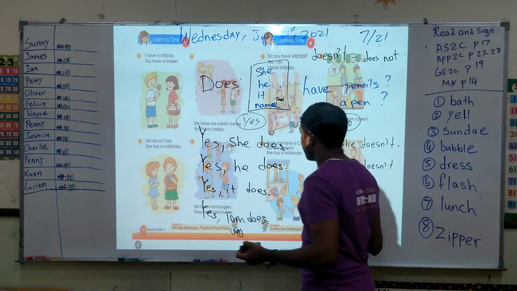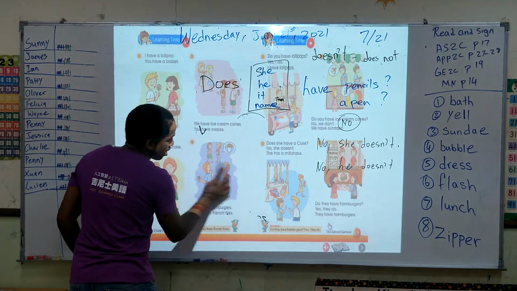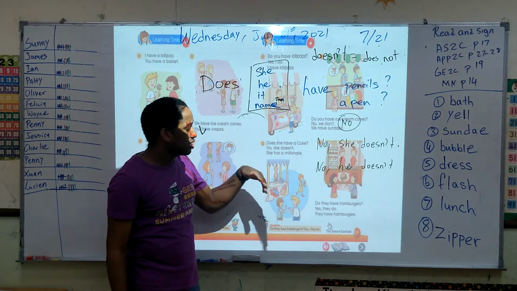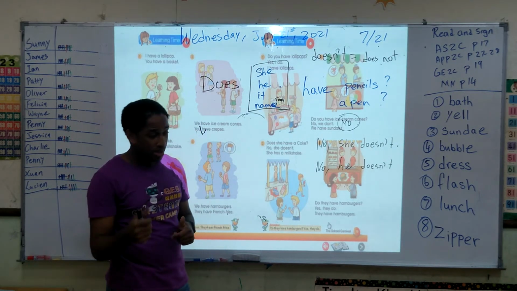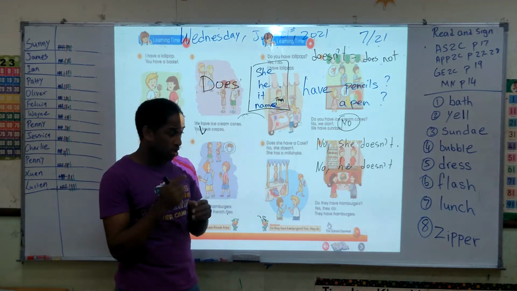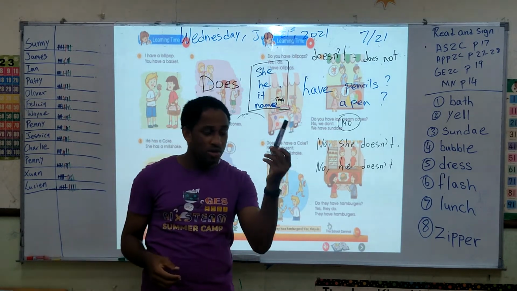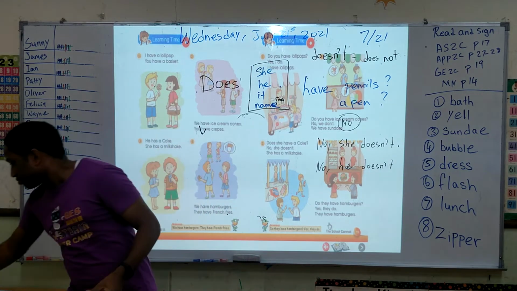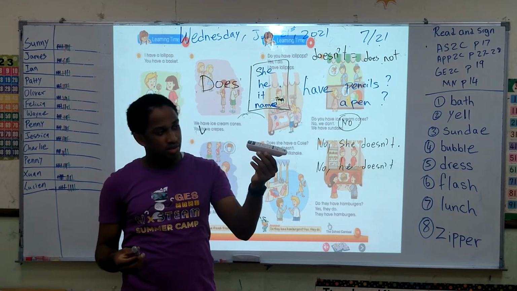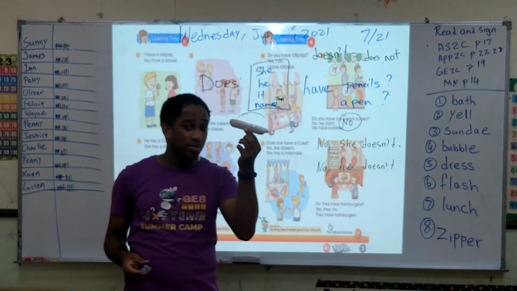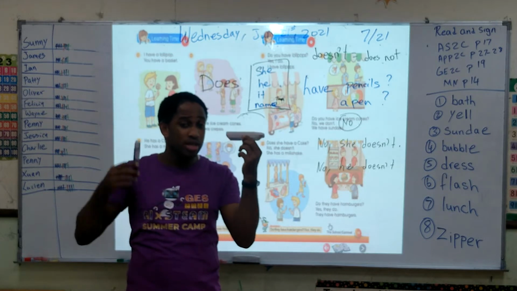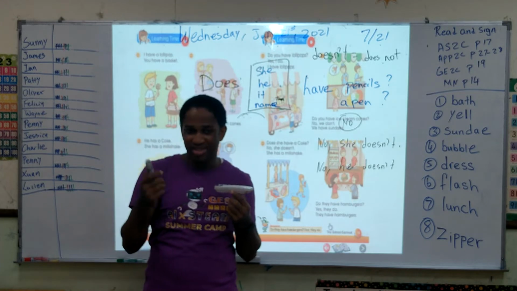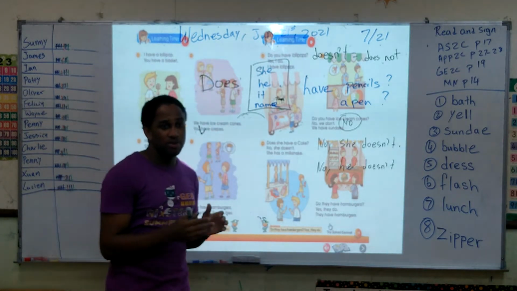So let's go back. When you write no, she doesn't. So what does she have? She has a milkshake. Good. So remember, no, she doesn't. No, he doesn't. Does Oliver have a marker? Yes, he does. Good. Does Ian have a remote? No, he doesn't. He has a pencil. Very good.